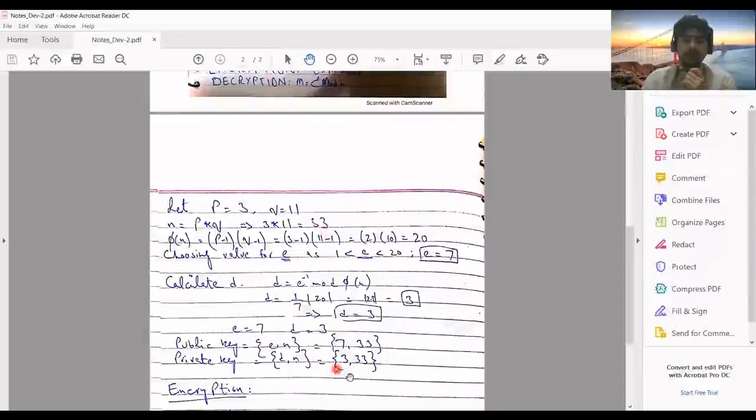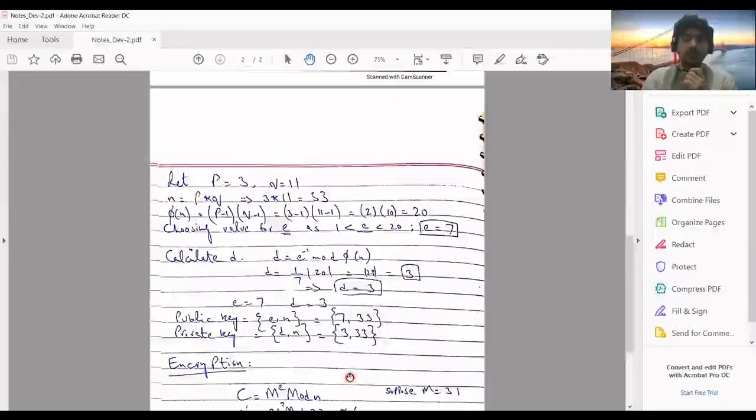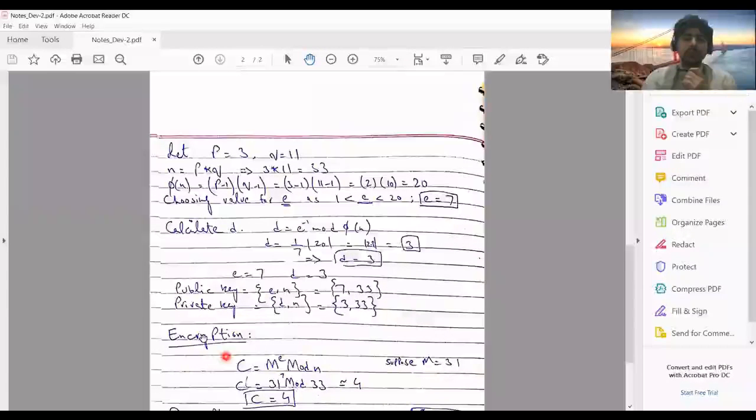Now we are going to perform encryption. Encryption was C equal to M raised to power E mod N. Suppose we have taken this M as 31.